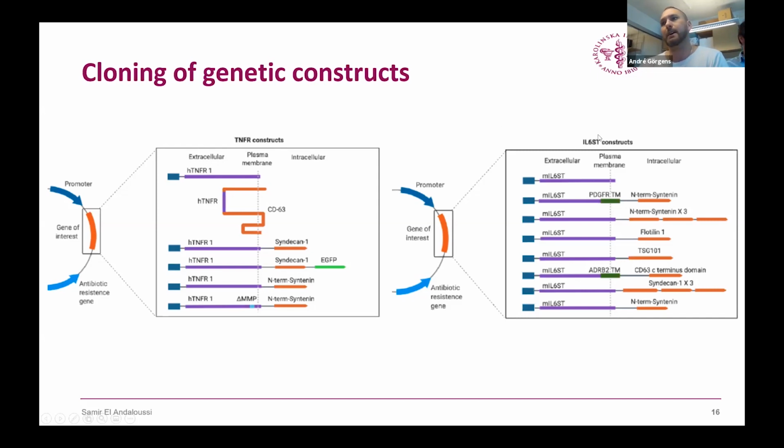On the right side, we have the GP130 or the IL-6 signal transducer, which is the co-receptor for the IL-6 receptor. And the idea with using this IL-6-ST, the signal incompetent, is that it can bind the IL-6 receptor complex in blood and thereby block IL-6 trans-signaling that is important for many autoimmune diseases and chronic inflammation.